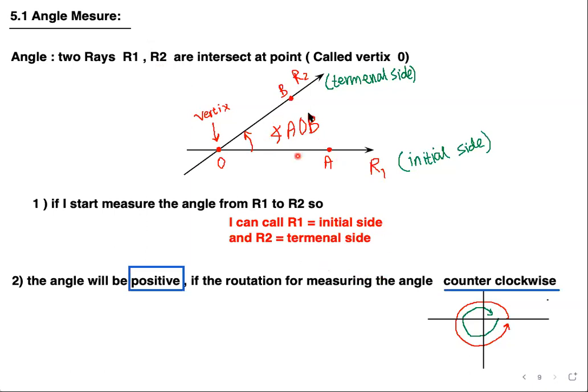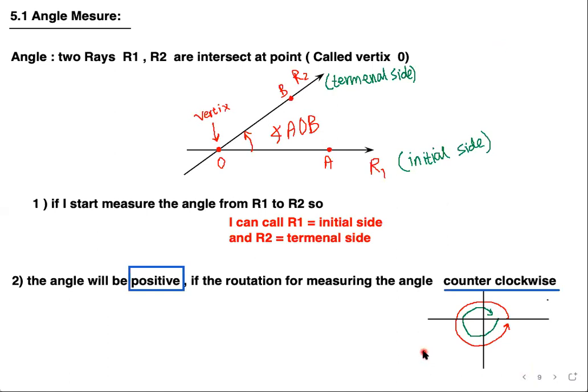So in this example here, this is counterclockwise. So the angle will be positive. Okay. So I'm going to give you more examples to show you about this one.